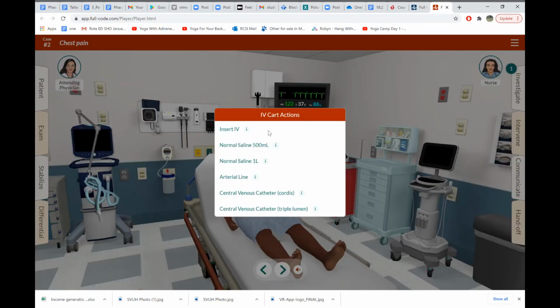So this is just IV things. So you can give a bag of fluids, you can put in a line, you can put in an arc line, you can put in a central line.